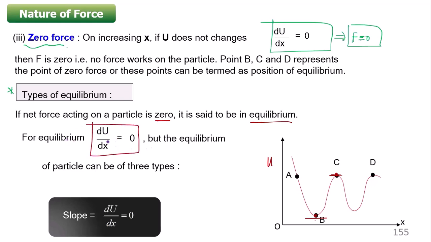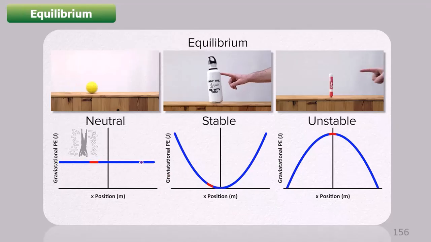So dU/dx equal to 0 is the basic information that has to be satisfied for any type of equilibrium. But what is equilibrium? Equilibrium means, in simple words, the net force on the particle should be 0. But there are different types of equilibrium. There are mainly three types of equilibrium possible. But for all those equilibria, the basic condition is that the net force F should be equal to 0.